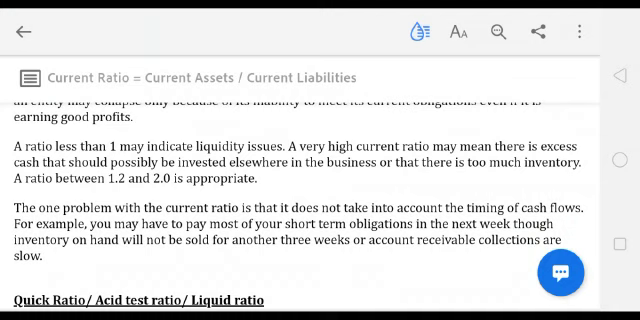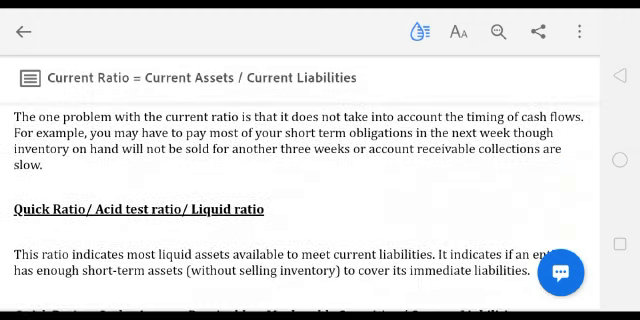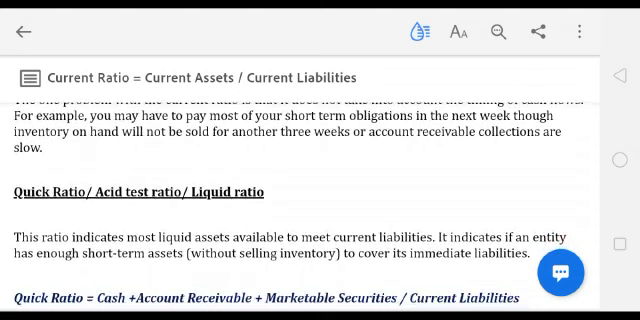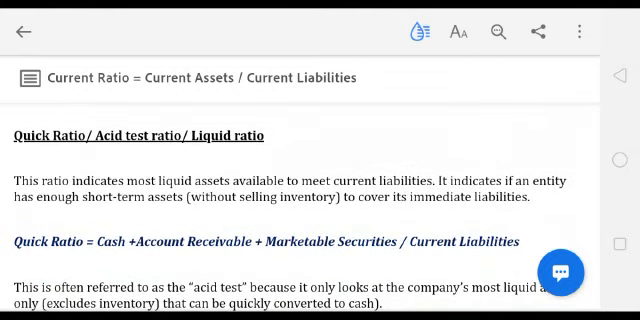The one problem with the current ratio is that it does not take into account the timing of cash flows. For example, you may have to pay most of your short-term obligations in the next week, though inventory on hand will not be sold for another 3 weeks, or accounts receivable collections are slow. In this case, the formula which is most suitable is the quick ratio, or we call it the acid test ratio, or the liquid ratio. Now what is this ratio?